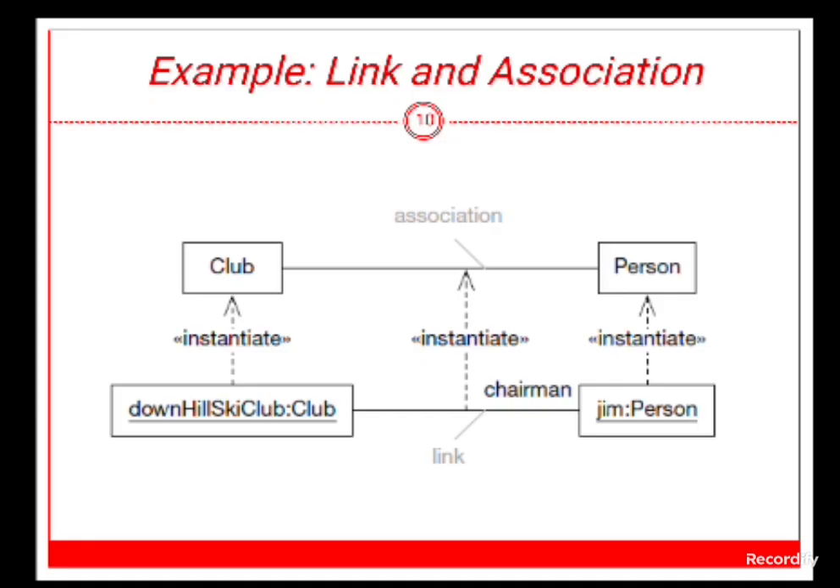This is an example of link and association. This example explains the difference between a link and an association. An association exists between classes, while a link exists between the actual objects created from those classes.